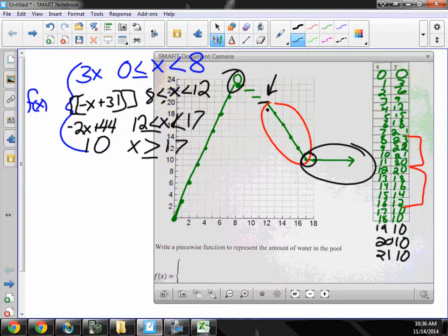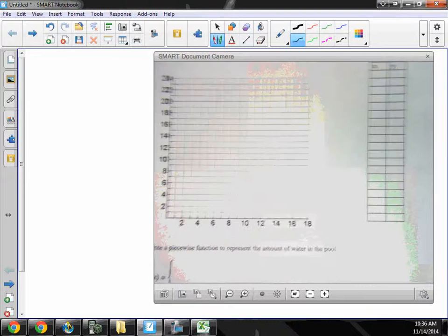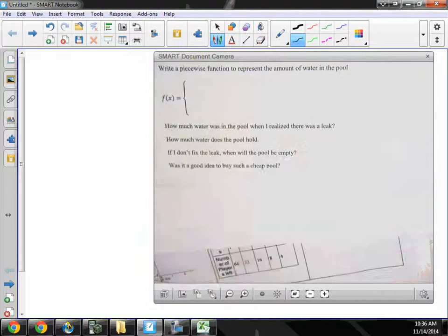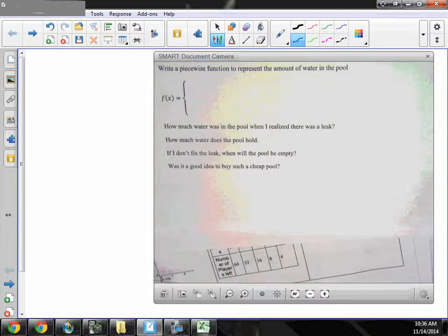Okay. So now there are a couple questions we need to answer. How much water was in the pool when I realized there was a leak? 10 gallons. How much water does the pool hold? 24 gallons. If I don't fix the leak, when will the pool be empty? How'd you get 22? Did you just count it out?